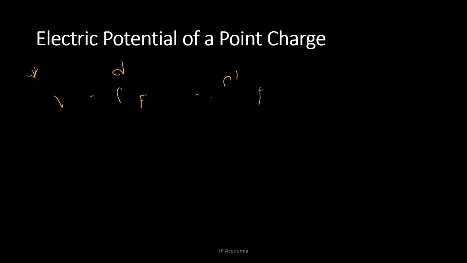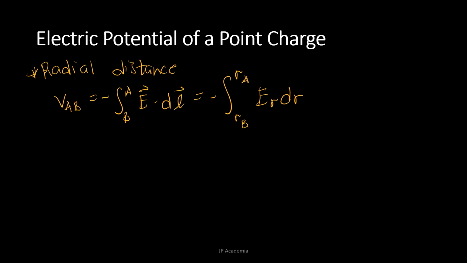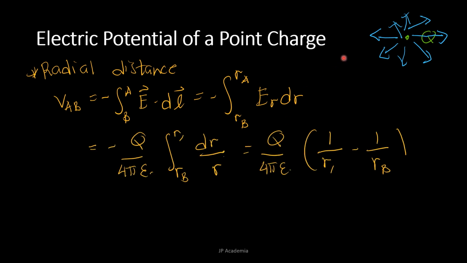We know from our discussion of electric field that a point charge Q will emit electric field radially as shown here in my drawing. Thus, we can express the infinitesimal length dl here in terms of the radial distance dr. And therefore, we have this form. Knowing the expression for the electric field E_r, the one we have placed here, we now have this form. So this is equal to negative Q over 4 pi epsilon naught times this quantity that you will get after you evaluate this integral.